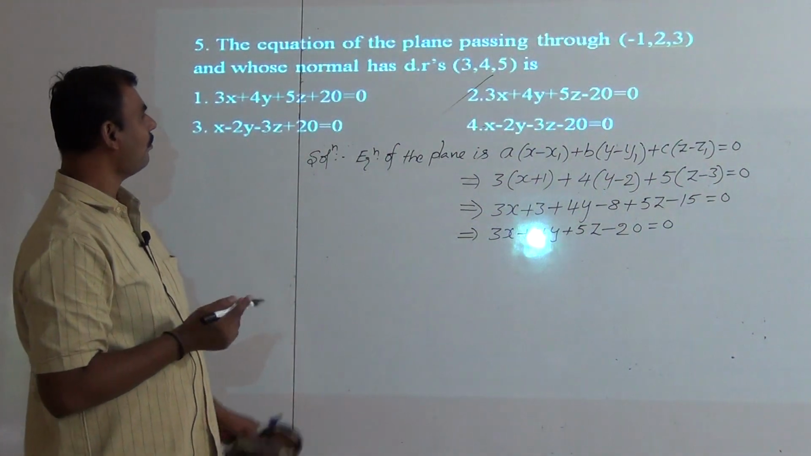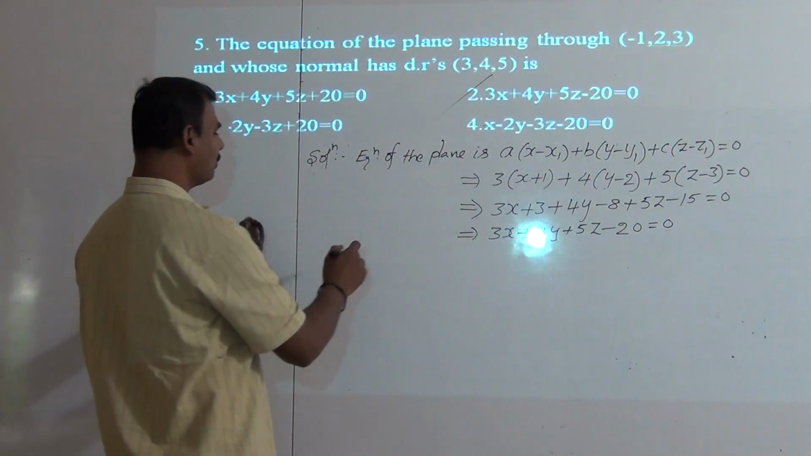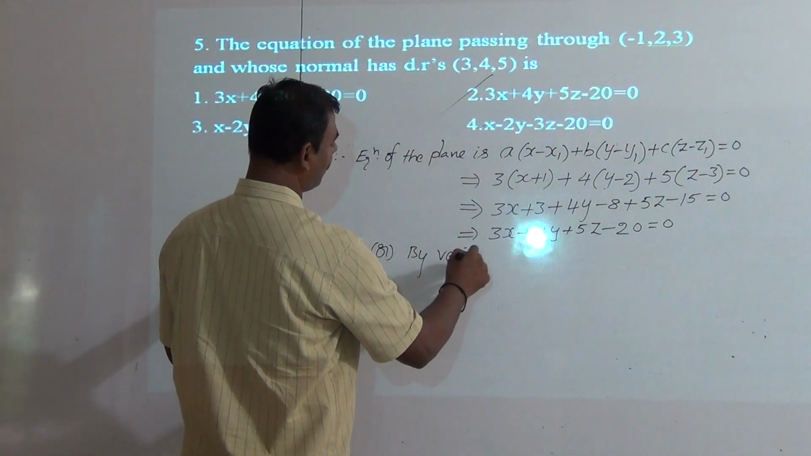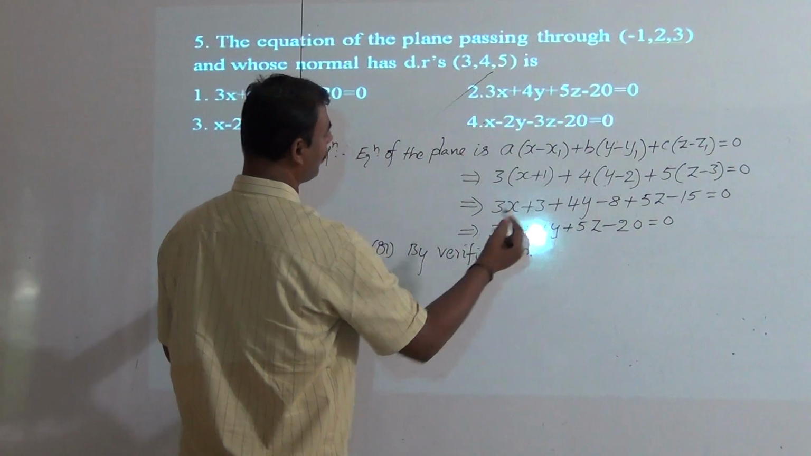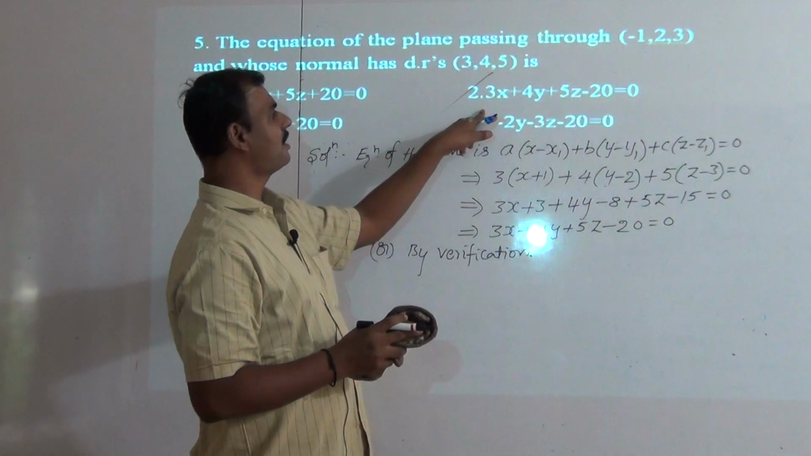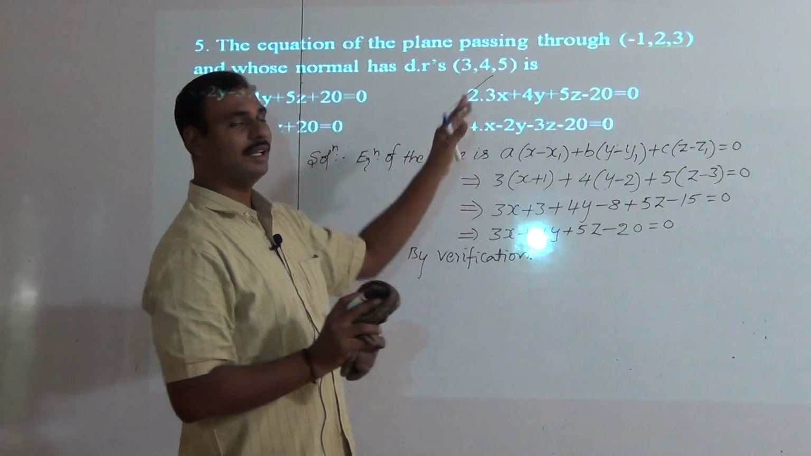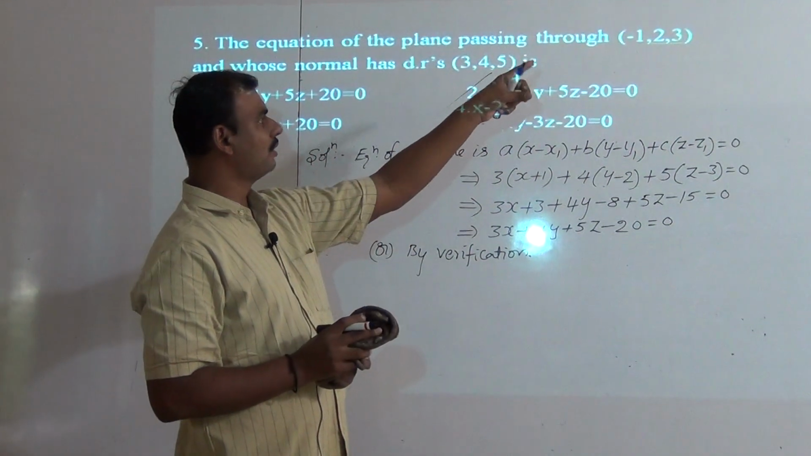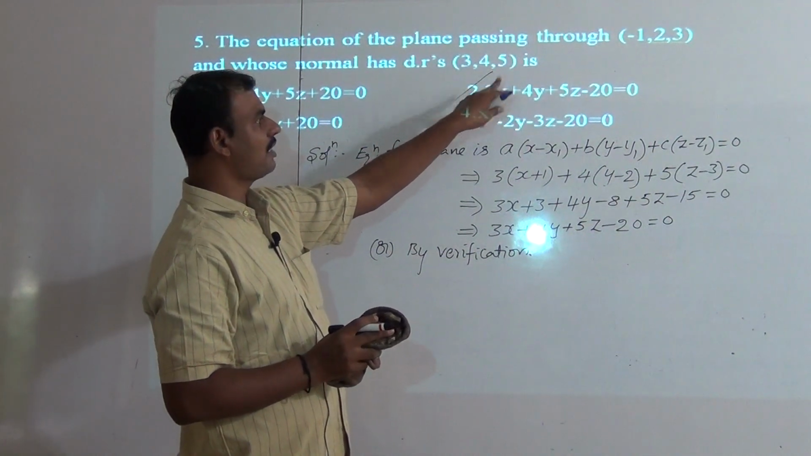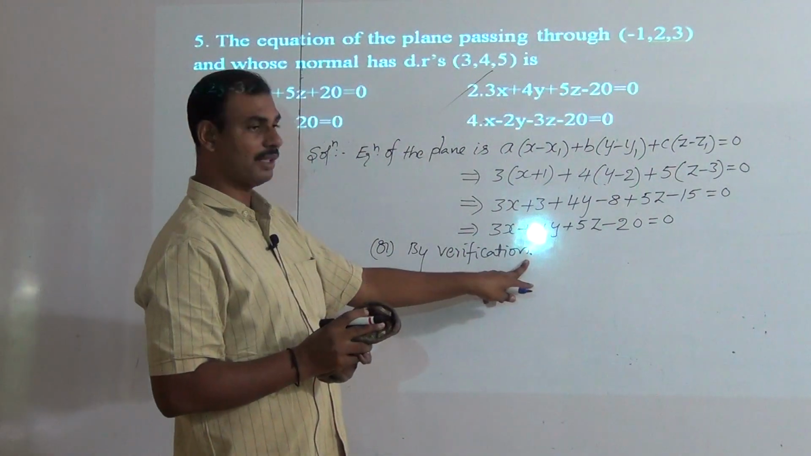Clear this one? Some people do it in different ways. Or else we can use the verification method, that is, cross checking. Cross checking meaning what? Substitute the point here. Is it satisfied or not? Because two options are there, with DRs 3, 4, 5. Now we are going to point checking. If any option is satisfied at that point, that is our required answer. This is the verification method.